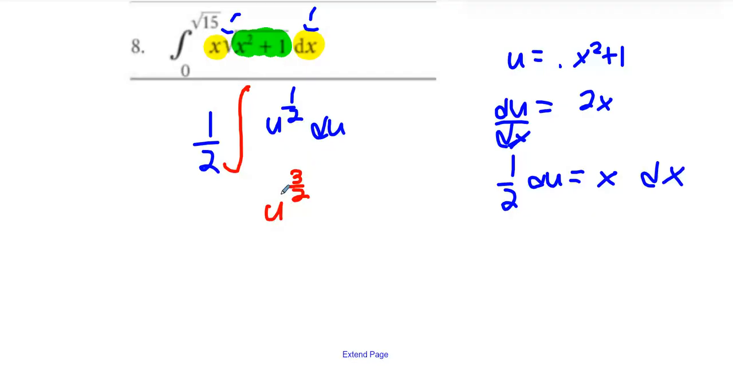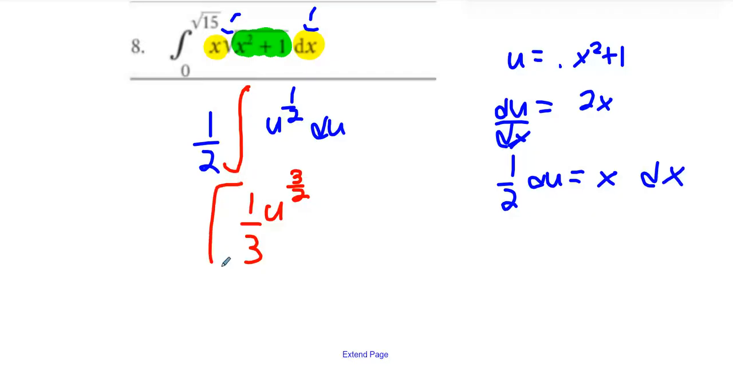3 over 2, divided by the new power, 3 over 2 on the bottom, yeah? Or you could simply flip it, couldn't you? 2 over 3. I'm happy to use up the half now, because what does the half do to it? Yeah, or a third, yeah? So I'll take a third.